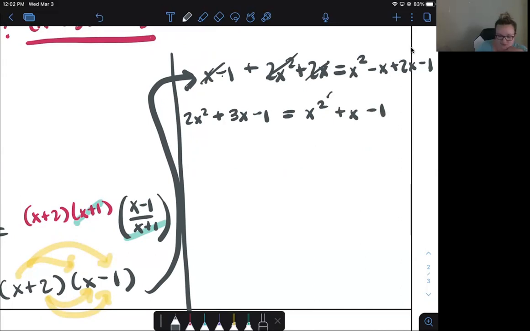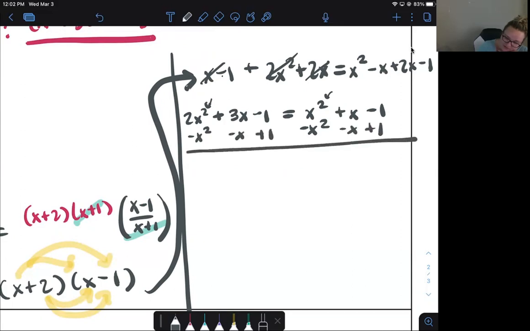But I have a degree 2 polynomial, so I need this to be equal to 0 in order to solve it. So I'm going to move this x squared to the other side. I'm going to move the x to the other side, and I'm going to add the 1 to both sides. And I'm going to end up with 2x squared minus x squared is 1x squared, 3x minus x is 2x. Negative 1 plus 1 is 0 equals, and then all of these cancel, and I'm left with 0 on the other side.